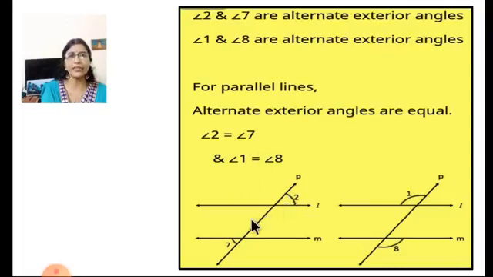Like here, angle 2 will be equal to angle 7. Suppose angle 2 is 40 degrees, then angle 7 also will be 40 degrees. Same way, angle 1 also will be equal to angle 8. This one is on the left side of the transversal and this one is on the right side, and it is on the exterior side of the lines. So the measure of angle 1 also will be equal to the measure of angle 8.